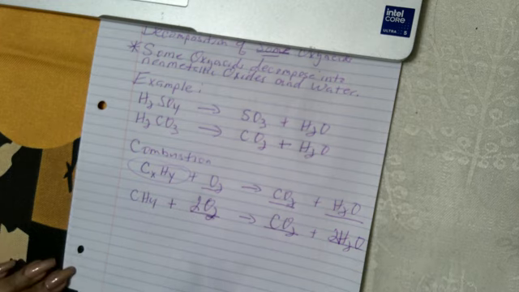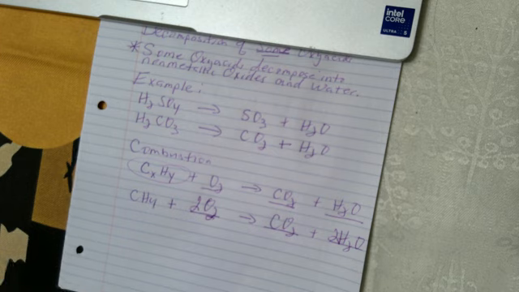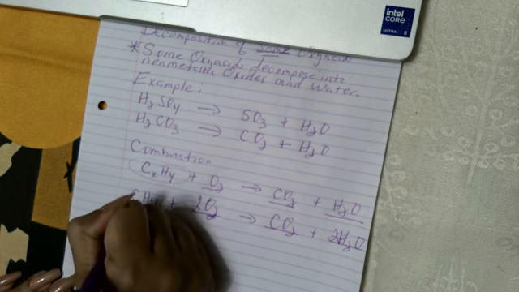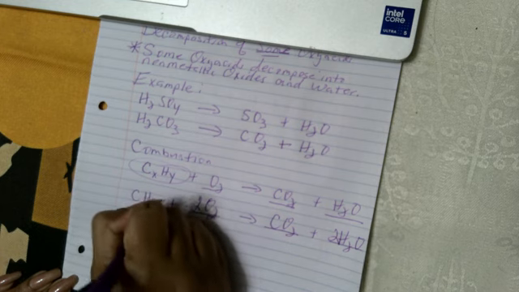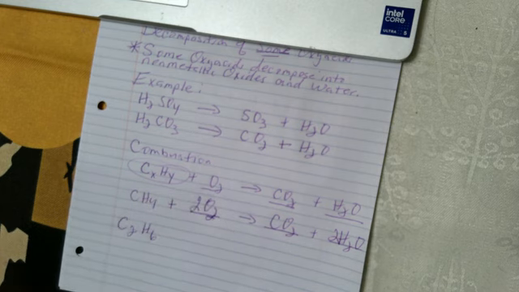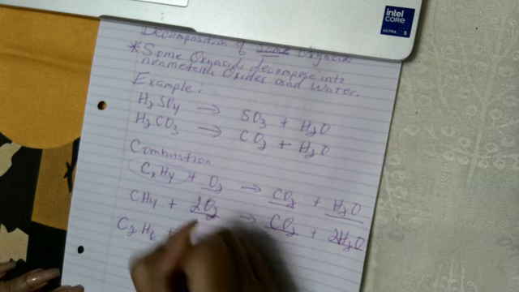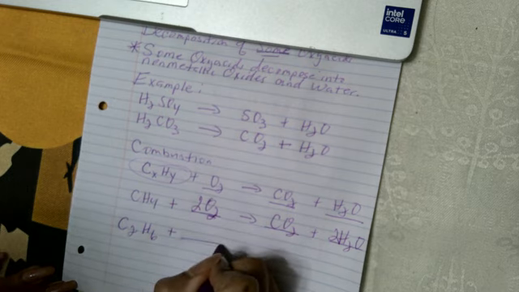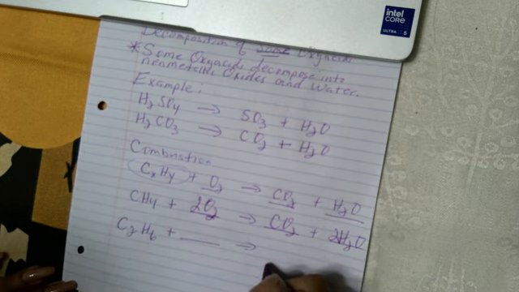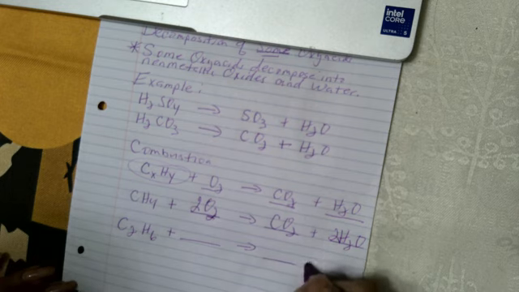Now, let me give you one to do. Let's take a look at ethane. For my ethane, it's going to be C2H6. That's the hydrocarbon that we're doing. C2H6 plus, you're going to fill it in, plus blank is going to give me blank plus blank.